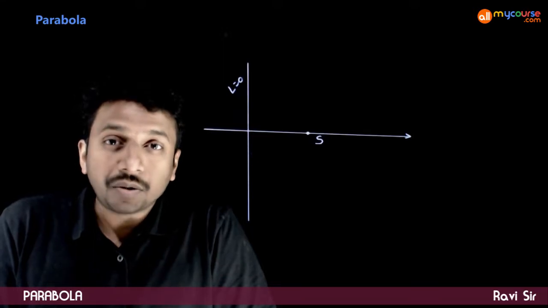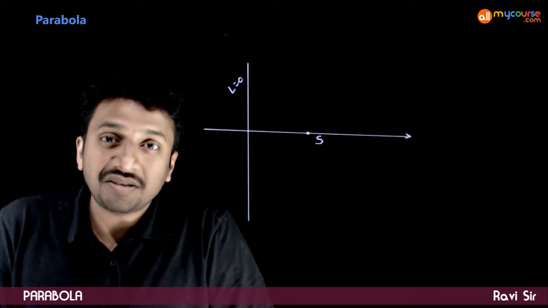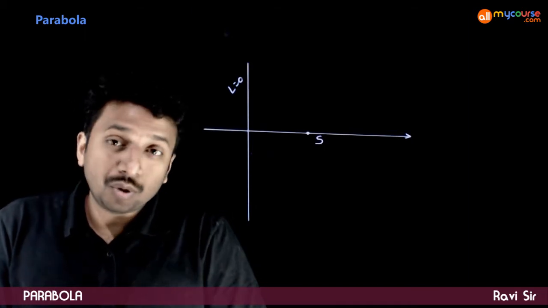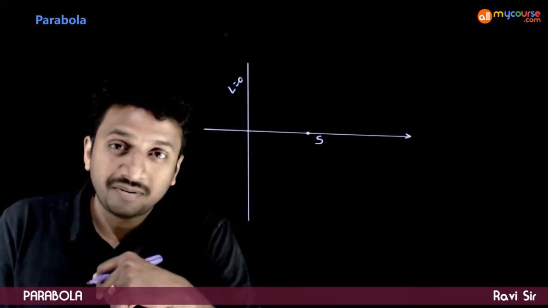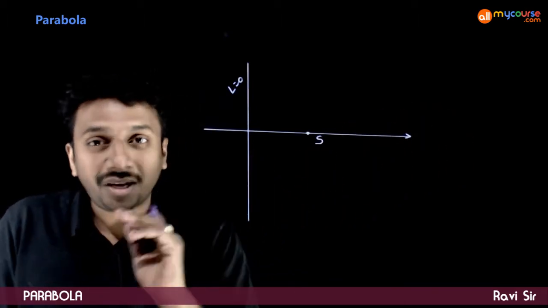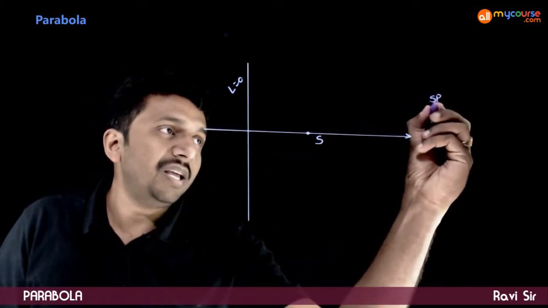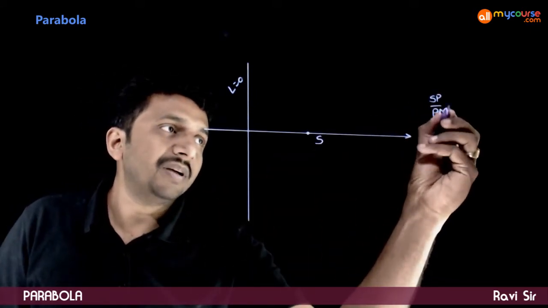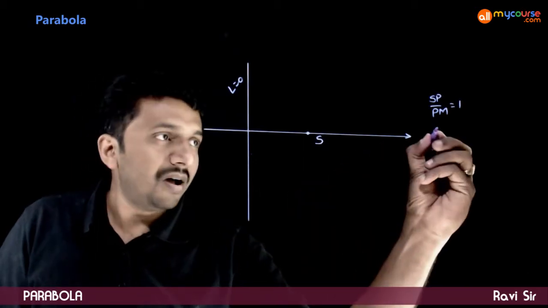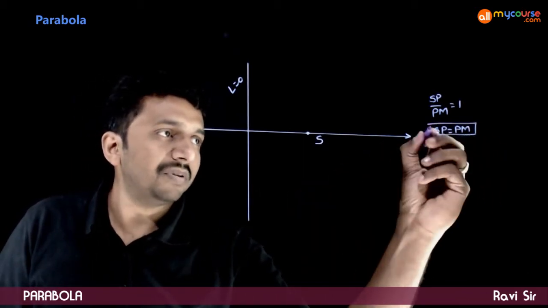So now let us go to our first and most important conic section, which is the parabola. So what is a parabola? As we have already seen, a parabola is a conic whose eccentricity is equal to 1. That is, SP by PM is equal to 1, or SP has to be equal to PM.